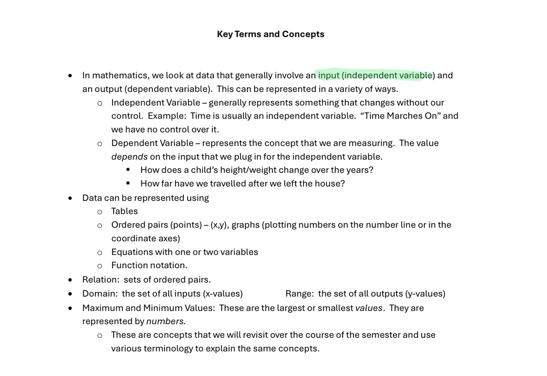So for instance, how does a child's height or weight change over the years? Again, we have no control over the years, and you can argue that we don't have any control over the height or the weight, but the height and the weight are what we are trying to measure as we progress. You take your kid to the doctor, they take measurements, and they record them. You can also think about how far we have traveled after we left the house. That's another one that's dependent on time.